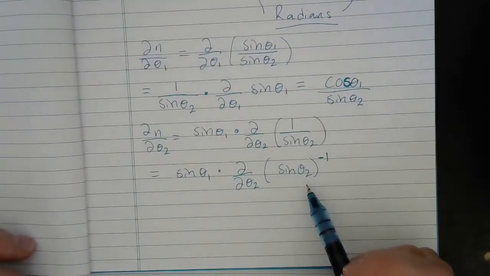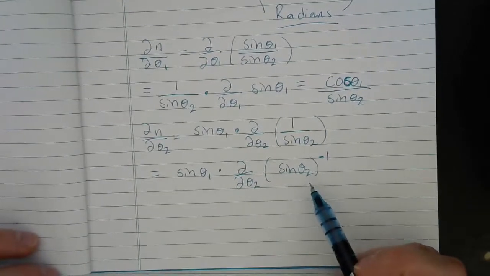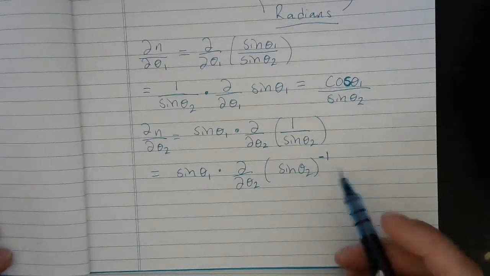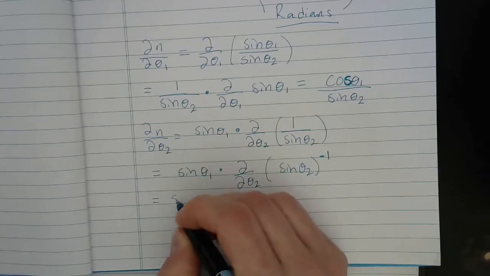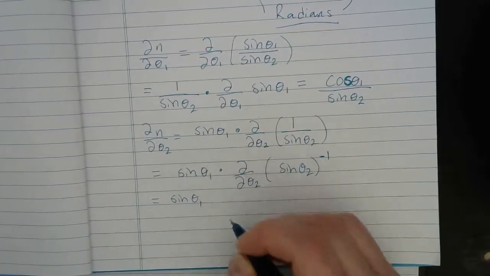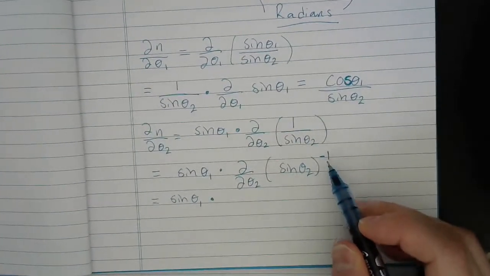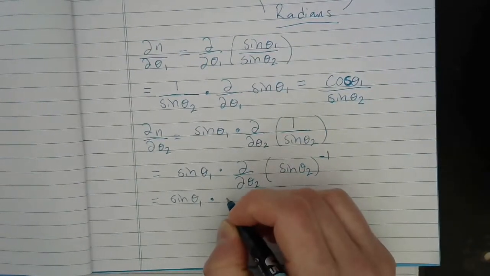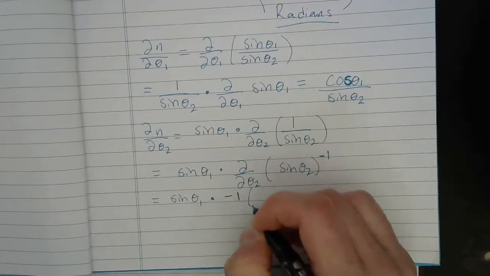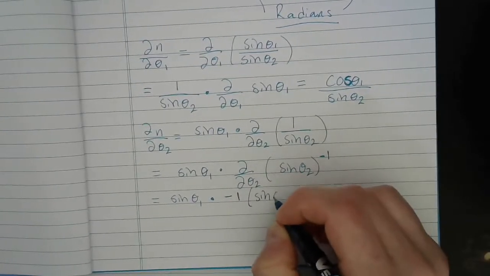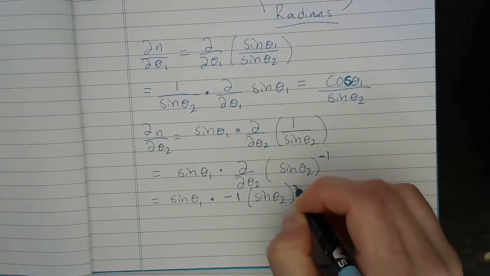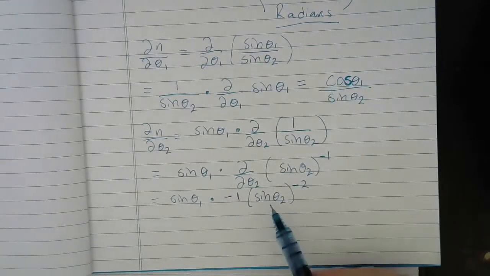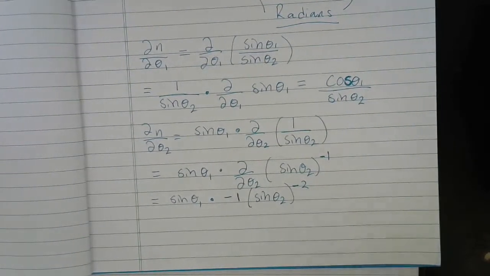So now at this point, we can use the chain rule to take this derivative. I have my constant in front, sine theta 1, and the chain rule says we take the derivative of the outer function, so that would be -1, and then the inside stays the same. And then this derivative now gives us sine theta 2 to the power of -2.